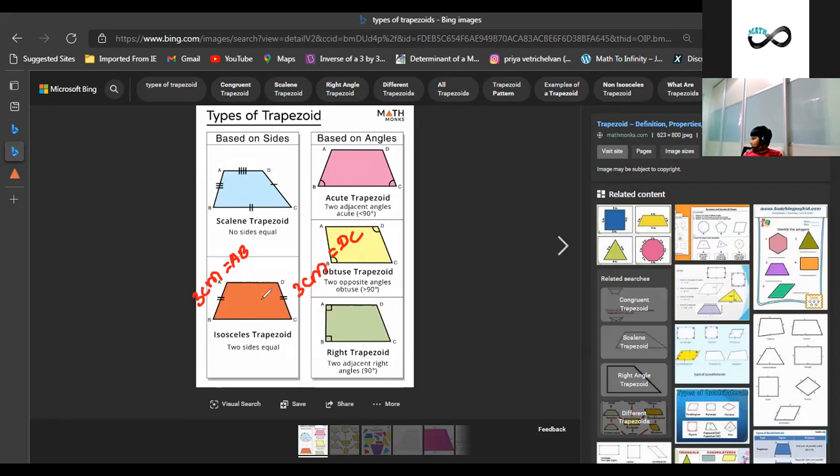AD and BC would be different. Like assume AD is 4 centimeter and BC would be 6 centimeter. This is isosceles. Two sides will be equal and two sides will be unequal. So put the heading as isosceles trapezoid, draw the diagram along with the measurements.